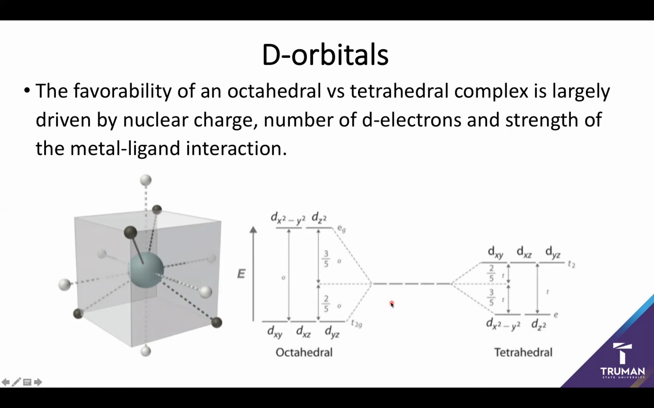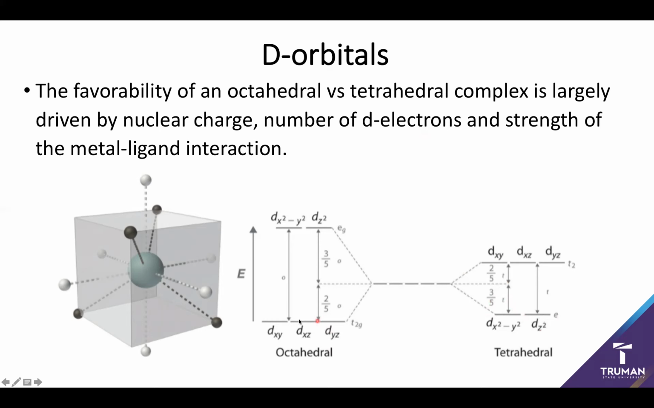But one of the largest driving forces of figuring out which species is going to be favored is simply the number of d electrons. So if I only have a handful of d electrons, the fact that the tetrahedral energies are more highly stabilized as a fraction of the field splitting parameter can often favor the formation of tetrahedral complexes for low valence metals, such as titanium.